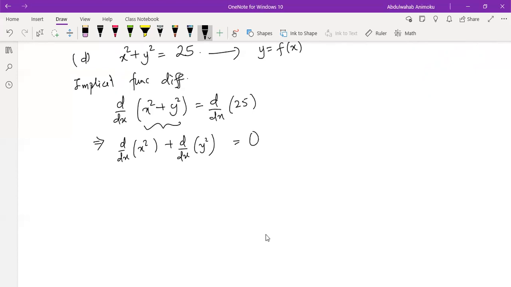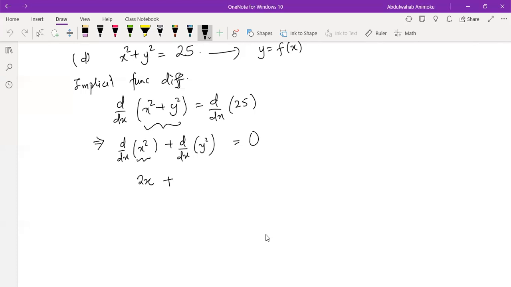Now, what is the derivative of x squared with respect to x? It's just the same function, right? The function is in terms of x, right? So we just have 2x. Now, what about the derivative of y squared with respect to x? Now we have to use the chain rule, because for us to find this derivative, we have to differentiate the function y squared first, right?